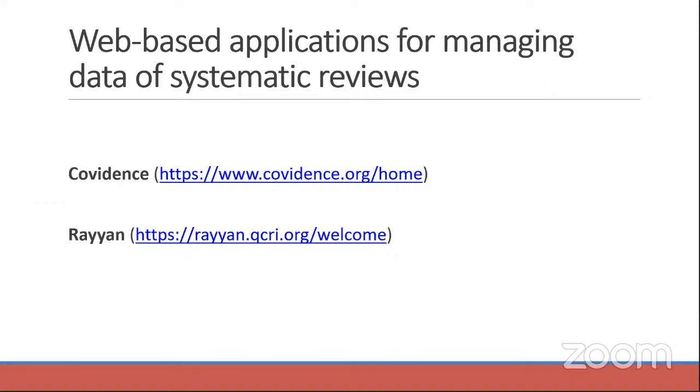So I told some examples for reference management software like EndNote, Mendeley, and Zotero. Okay. Those are just reference management software, but there are some web-based programs or applications for managing data of systematic reviews as such. A couple of examples here: Covidence and Rayyan. I've used Covidence much, and some of my colleagues are using Rayyan. And Rayyan is free while Covidence is paid.